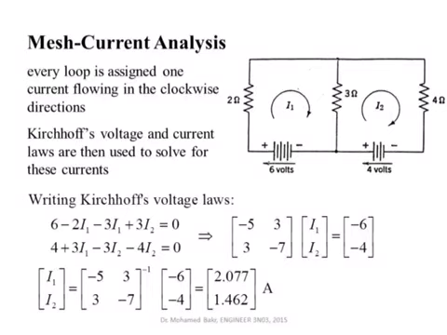And then we write Kirchhoff voltage law for every loop, and then we solve for the currents in this loop. So for the first loop we have 6 volts minus 2I1 minus 3I1 plus 3I2 is equal to 0.